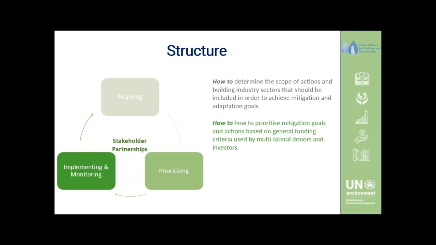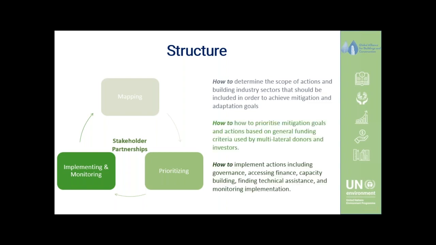So the guide is structured around 3 linked activities, and it has 3 basic how-tos. The first how-to is how to determine the scope of actions and building industry sectors that should be included in order to achieve the mitigation and adaptation goals of your country. And this starts with a mapping process. Second is how to prioritise the mitigation goals and actions based on funding criteria that are being applied by multilateral donors and investors. And the third is how to implement the actions through good governance, accessing and reporting on finance, capacity building, and finding technical assistance. And importantly, how to engage the right stakeholders through this cycle.